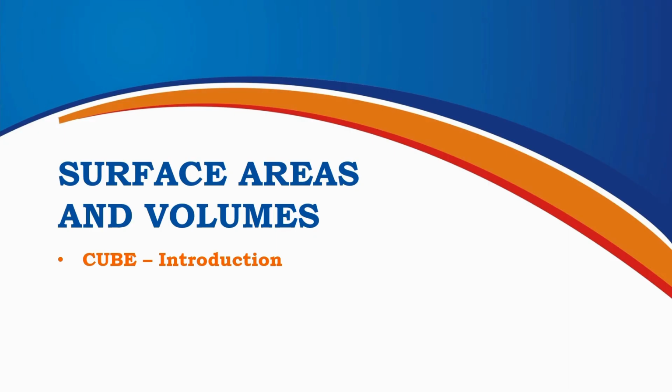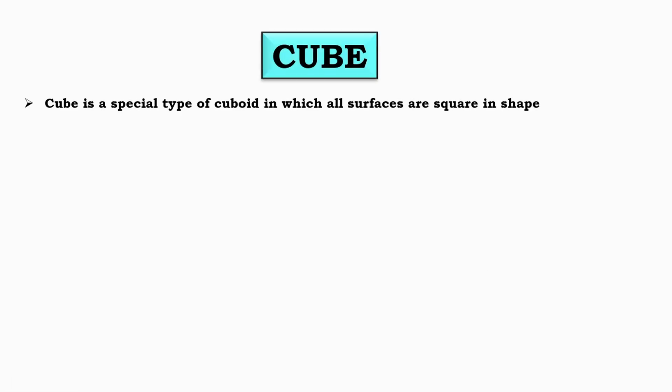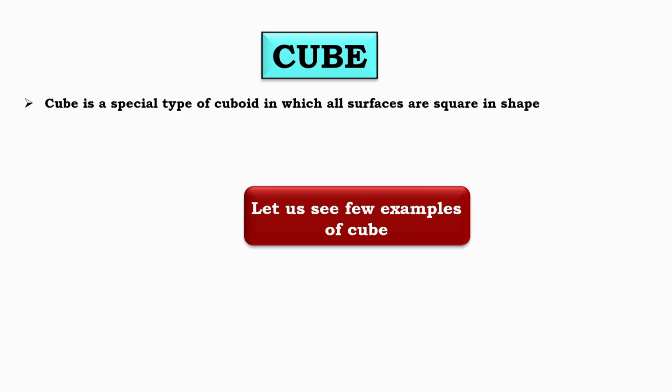Okay, so now let's take a look at the cube. First we need to understand what a cube is. A cube is a special type of cuboid in which all surfaces are square in shape. So what is the difference between cube and cuboid? Since we have already learned about the cuboid, we have seen that each face is a rectangle. There are a total of 6 faces, each of which is a rectangle. But in a cube, all the faces should be squares.